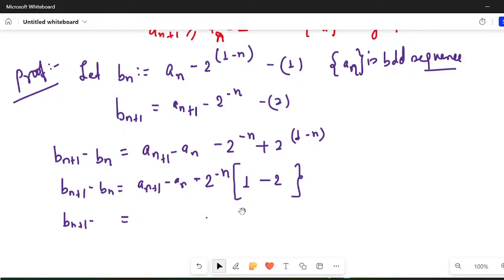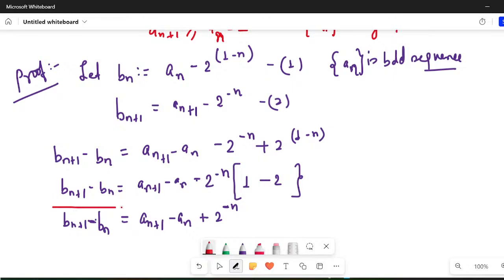Okay, I think this should be right. So what I'm getting is b(n+1) minus bn should be equal to a(n+1) minus an, and then I think I should get 2 raised to power minus n. Okay, fine, whatever is coming. Let us see. So this is what I'm getting right now.